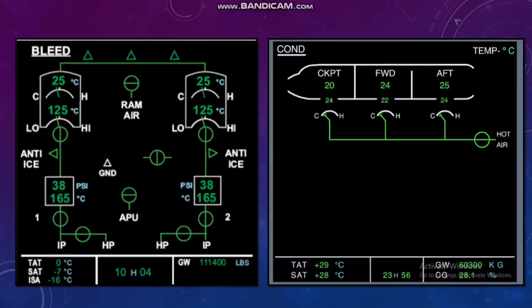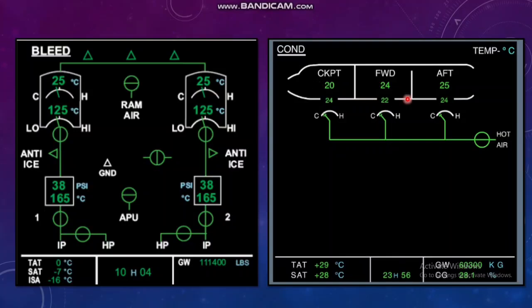So now we'll discuss the ECAM bleed page and condition page. First we'll go through the condition page. Once you press the ECAM control panel condition page, you'll find this display. So this display is for, we'll take the laser pointer.